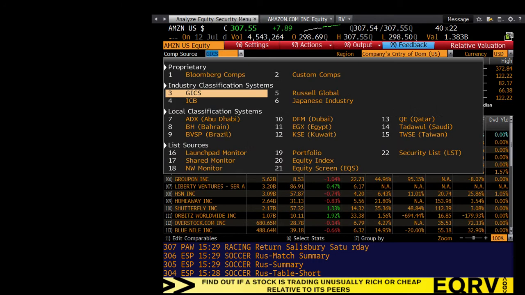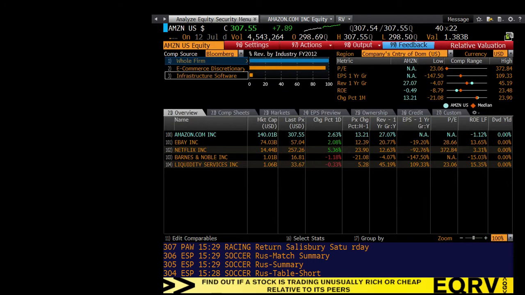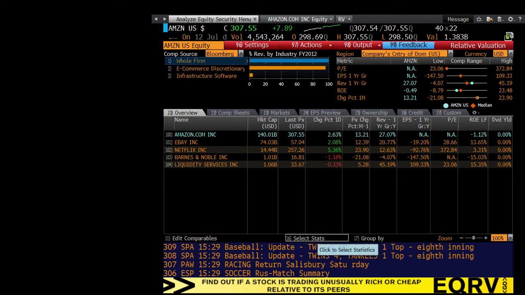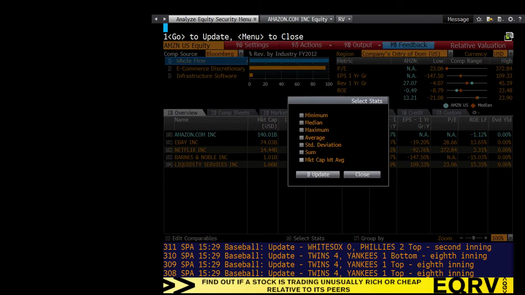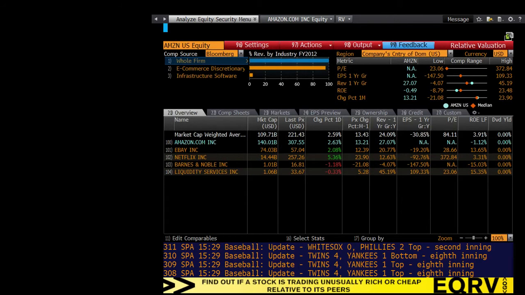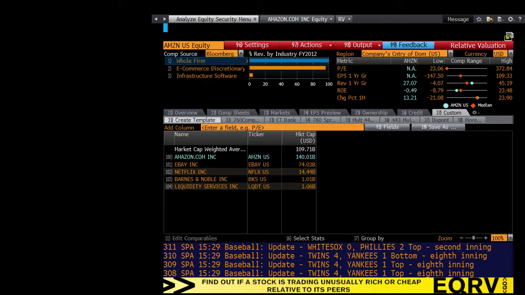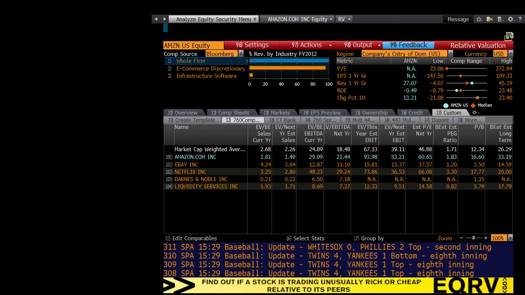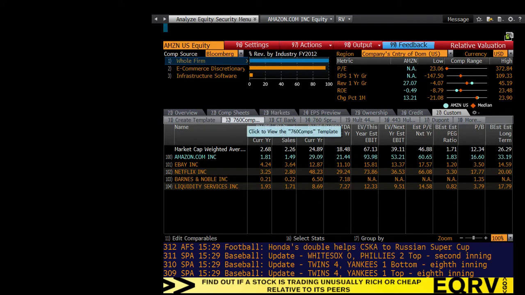And again, we said we would use the Bloomberg peers. And right now, it's listing these companies as the Bloomberg peers for Amazon. We'll select the stats. We'll use the market cap weighted average. And remember, you want to have 6 peers. But in this case, what we'll then do is go to the custom tab, and we had the multiples template that we had created last week. Right? So basically, we have our format already for the multiples.